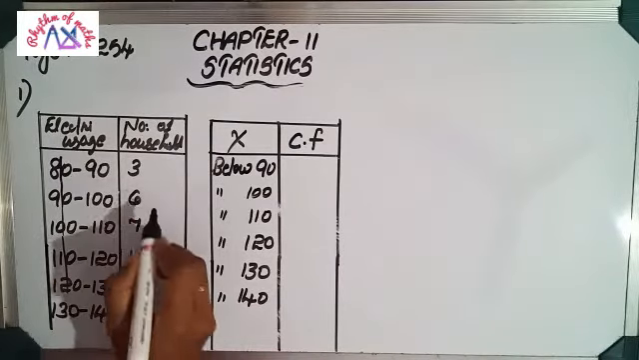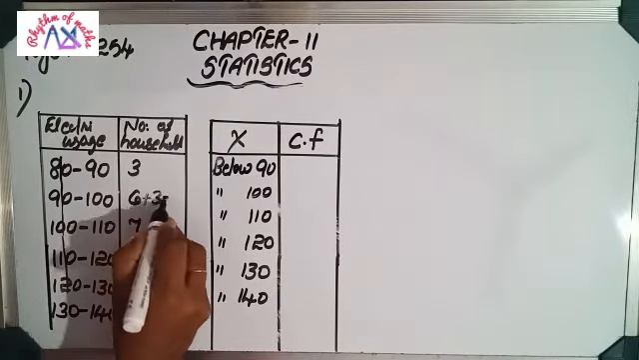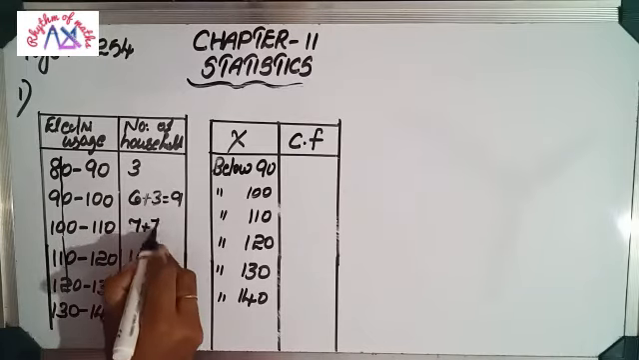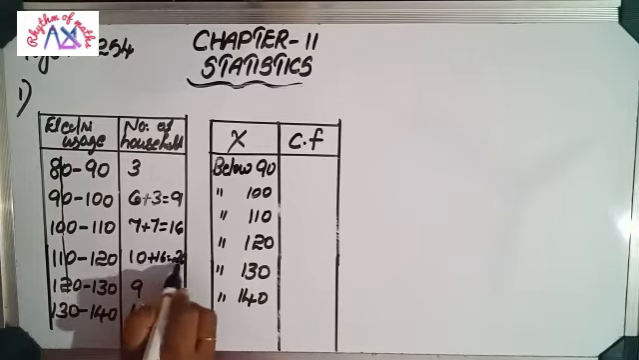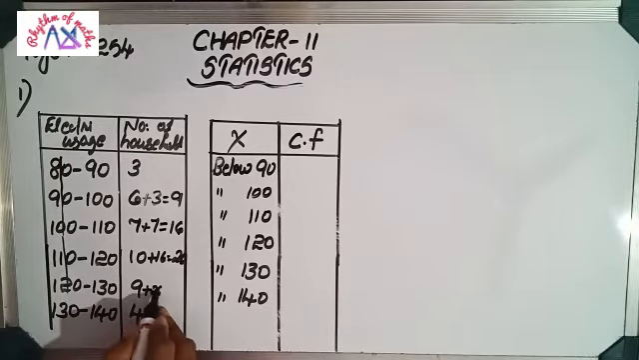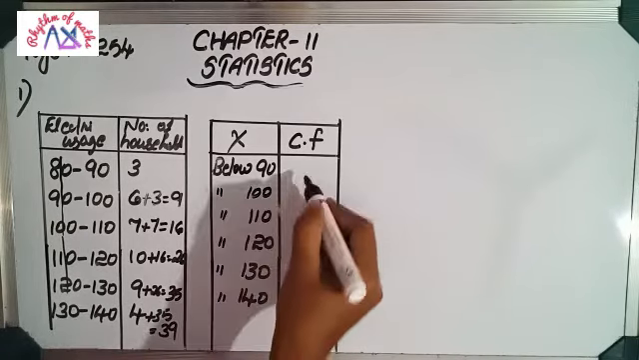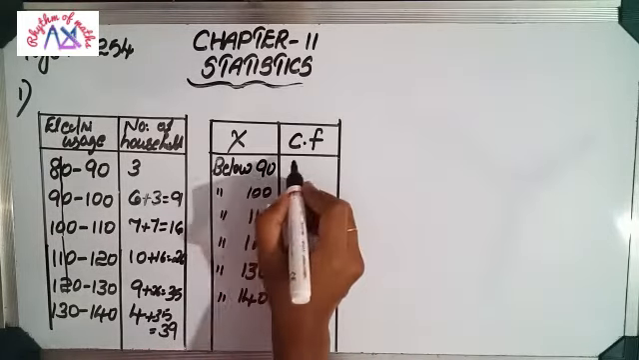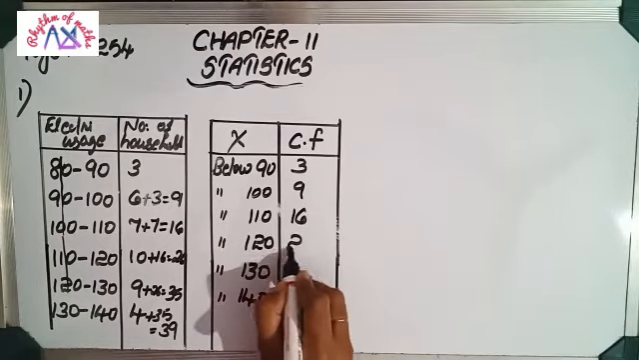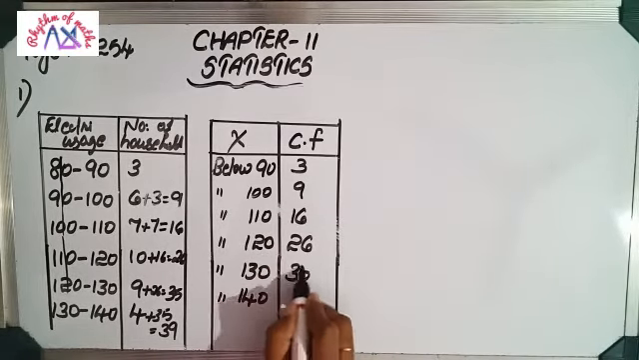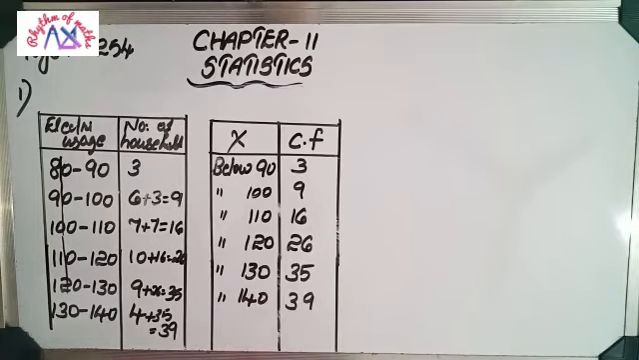That is same like the previous case. 6 plus 3, that is 9. Then 9 plus 7 is 16. Then 10 plus 16 is 26. Then 26 plus 9, that is 35. Then 4 plus 35 equal to 39. That value you have to write here. So first is 3, then 9, then 16, 26, 35, 39. Okay, these are the cumulative frequency.